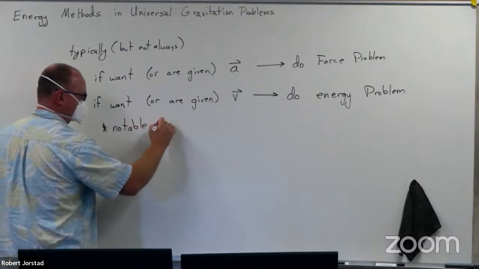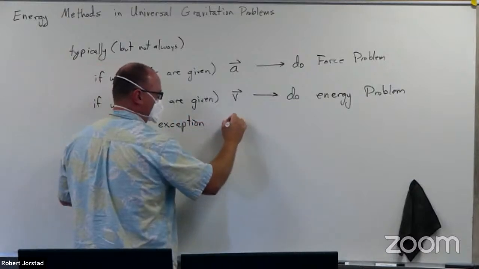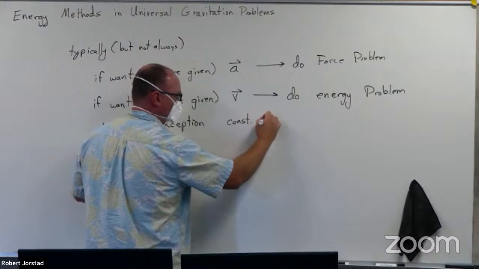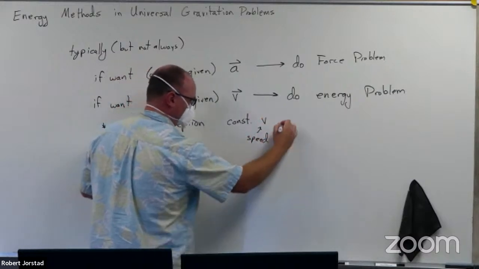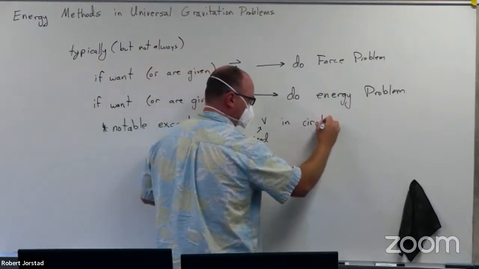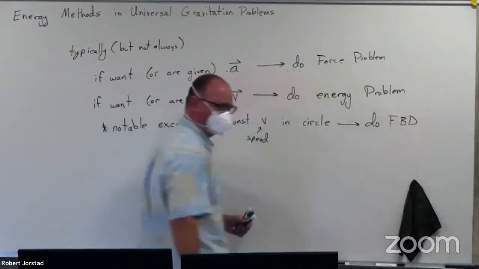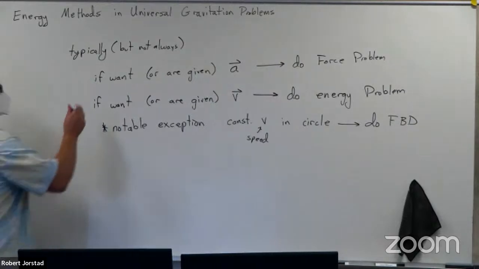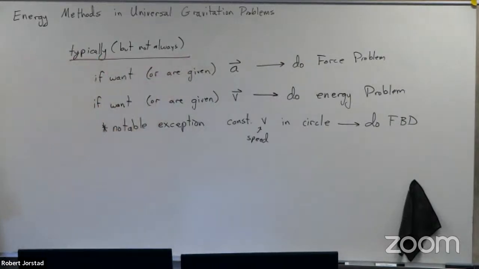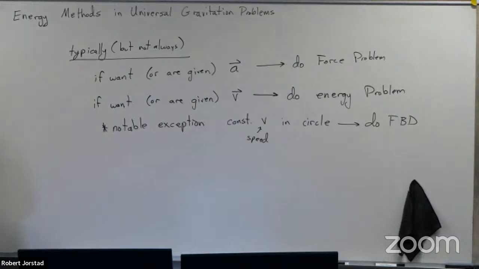on that one is if you have constant speed, not velocity, speed, in a circle, we oftentimes did an FBD, right? You know what I'm saying? So this is just kind of big picture stuff, right? And so the same holds true with energy methods. And I want to emphasize something else here.